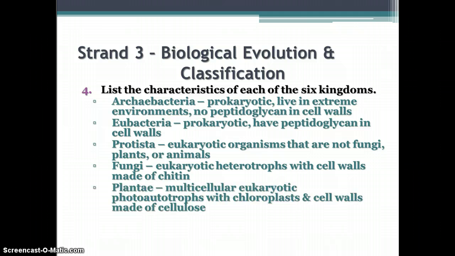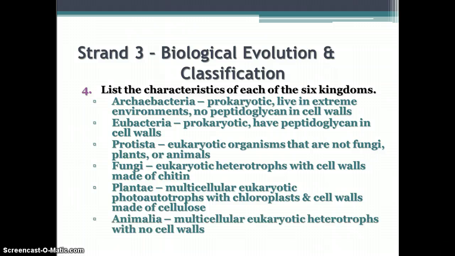Plants, multicellular eukaryotic photoautotrophs with chloroplasts and cell walls made of cellulose. And then finally, animals, which are multicellular eukaryotic heterotrophs with no cell walls.